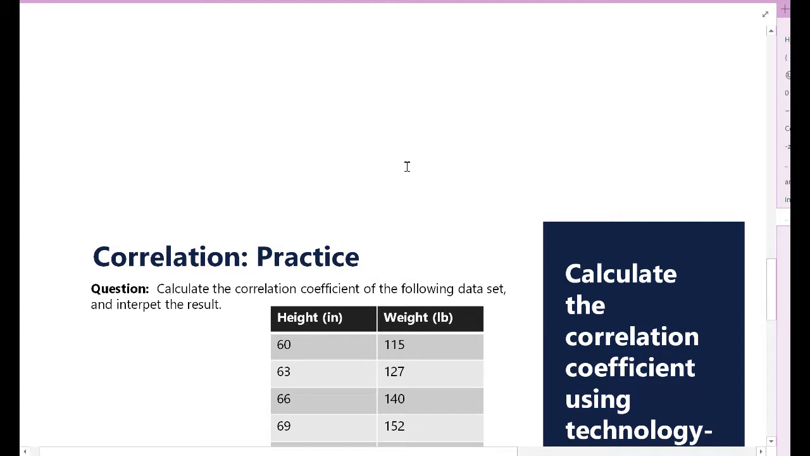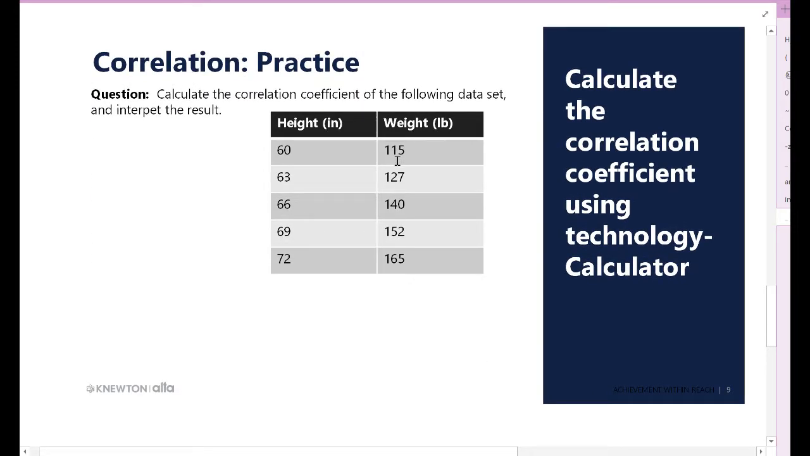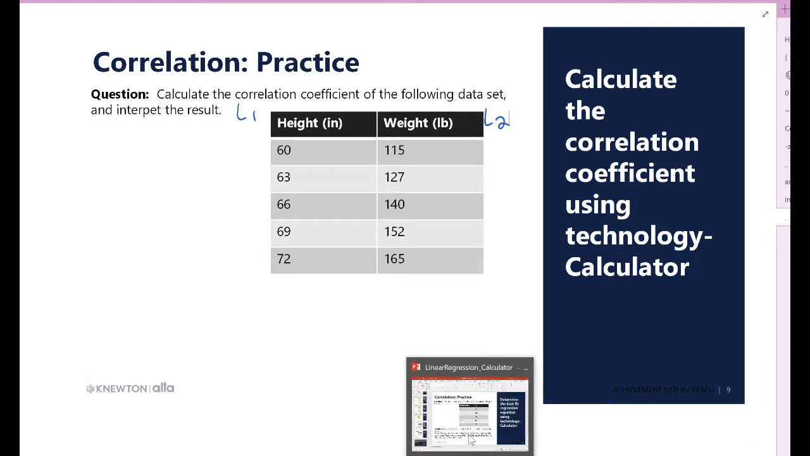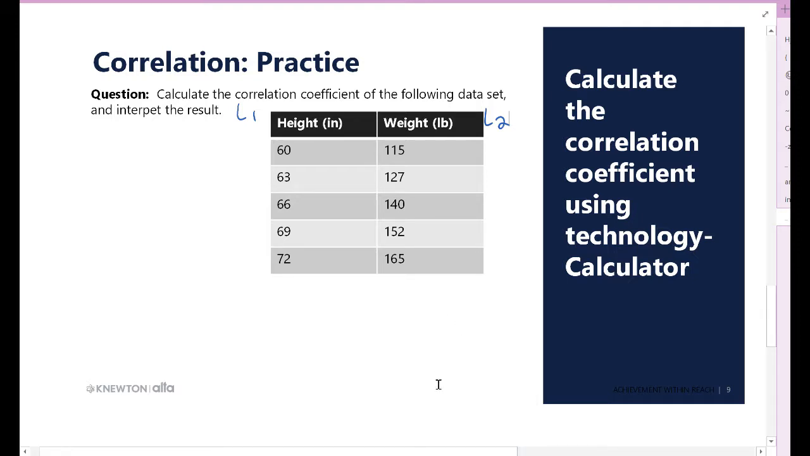So the question is, how do we actually calculate the correlation? Let's jump straight into an example. Here, we have two data sets. We have the height in inches of 5 individuals, and then we have their corresponding weight. We want to determine the correlation between height and weight. First, we take the height and plug that into L1, our first list, and we take the weight data set and plug that into L2. These are ordered pairs, meaning they are paired data. So you have to make sure that the first entry of L1 is 60 and the first entry of L2 is the corresponding 115, the weight for that person.